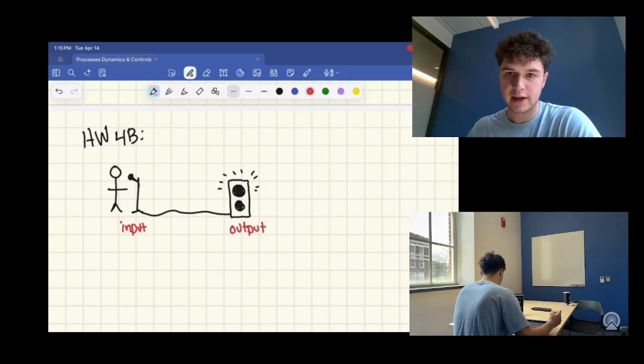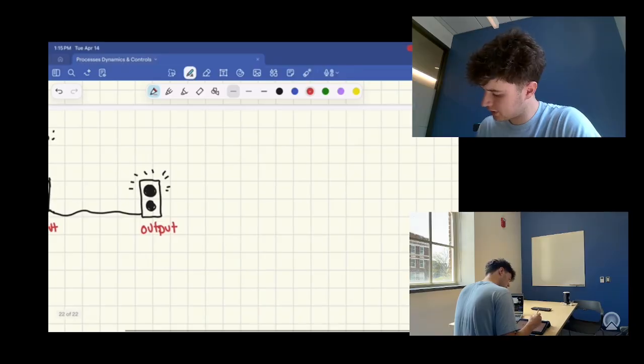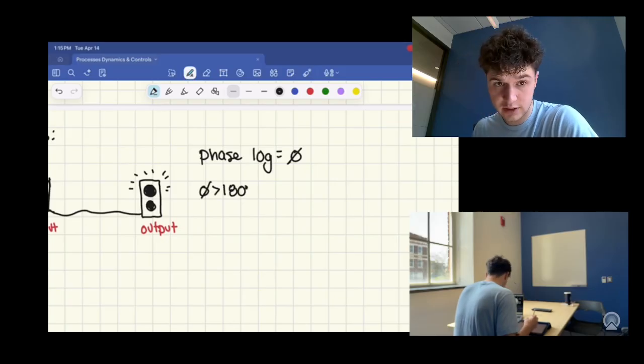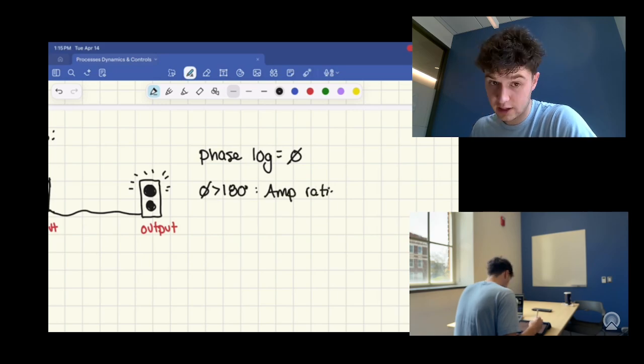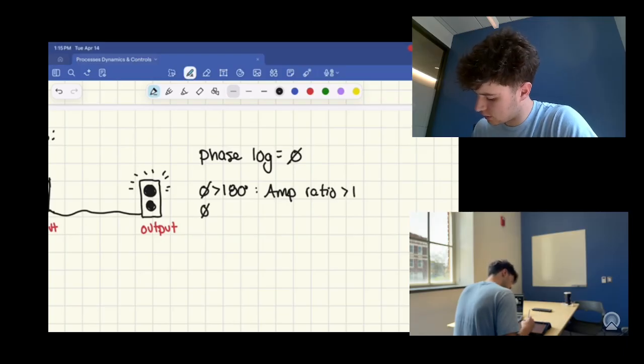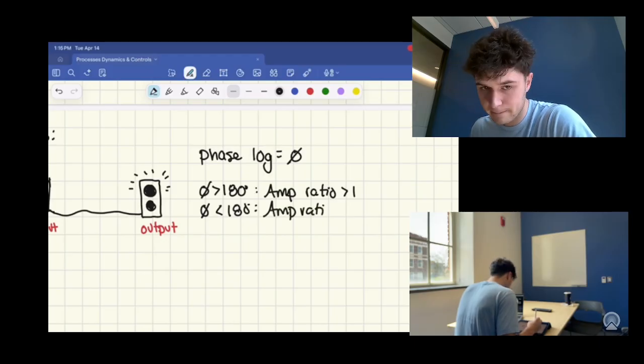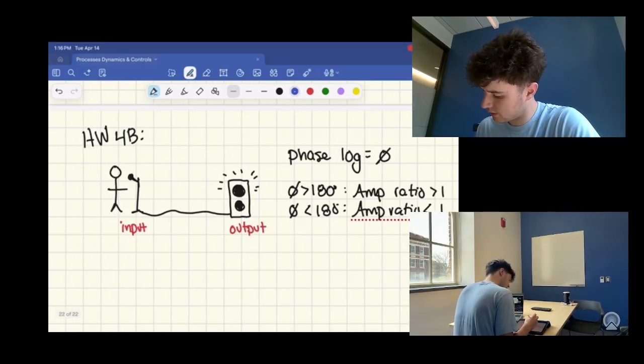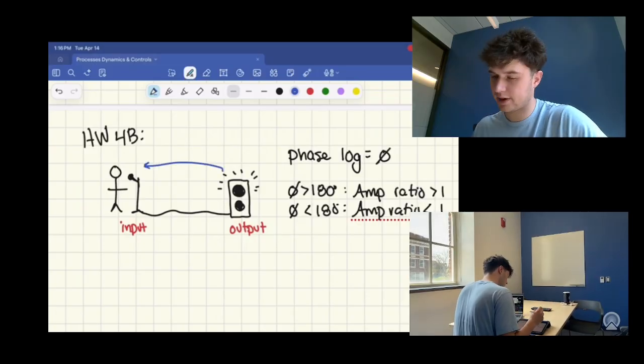output. And so for this system, we are going to say that the phase lag is equal to that. And when it's greater than 180 degrees, our amplitude ratio is greater than 1, and the inverse is true.